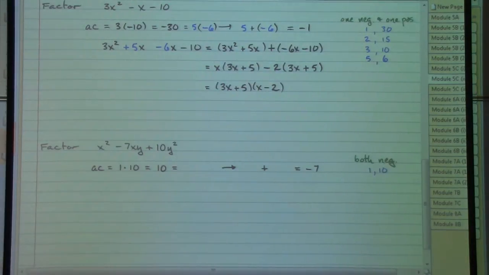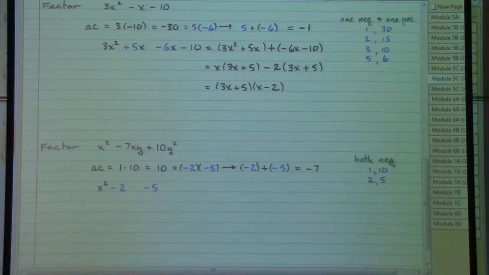Again, the no-duh version, 1 and 10, not going to fly. 2 and 5, those fit the bill. They both have to be negative, so negative 2 times a negative 5, negative 2 plus a negative 5, those both fit the statements that we had. So the two special numbers that we need to use are going to be the negative 2 and the negative 5. We keep the first term. We put in the negative 2. We put in the negative 5.